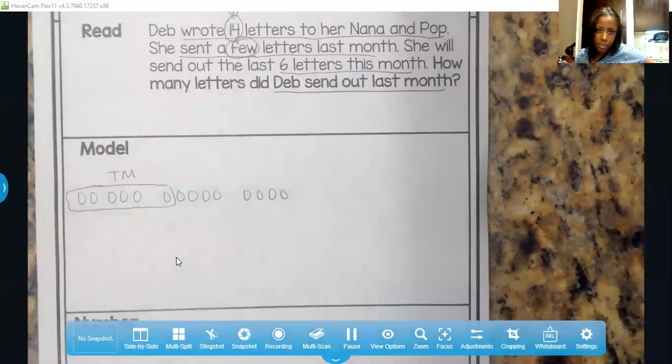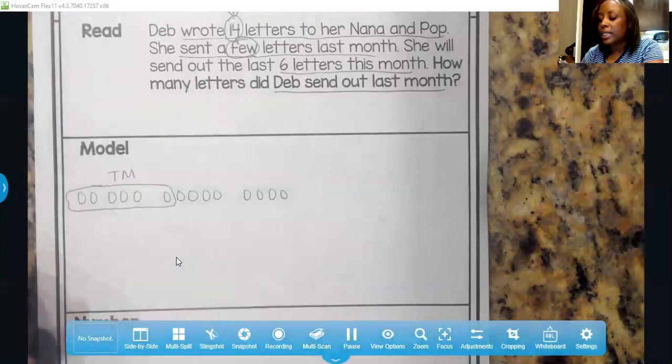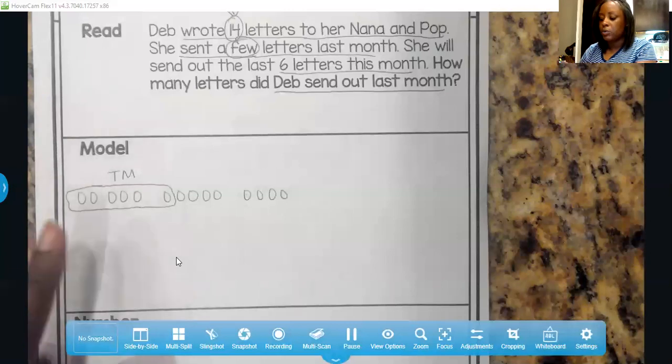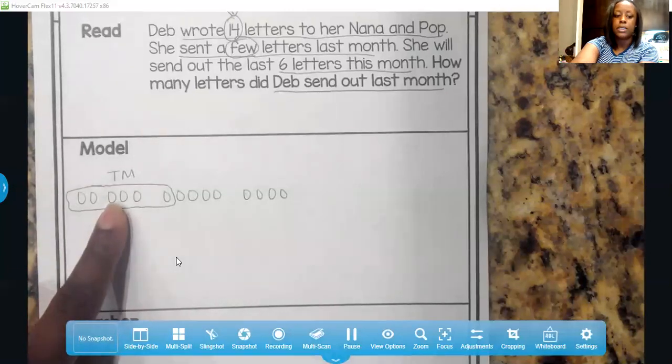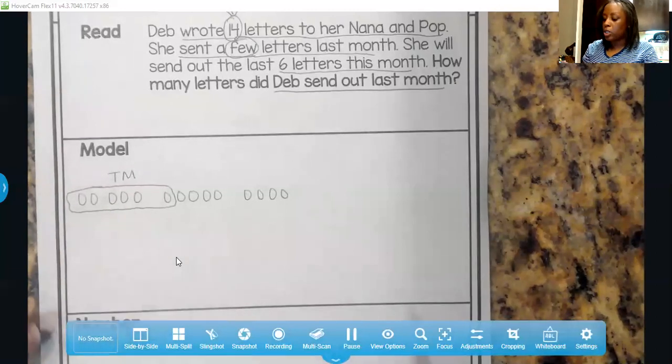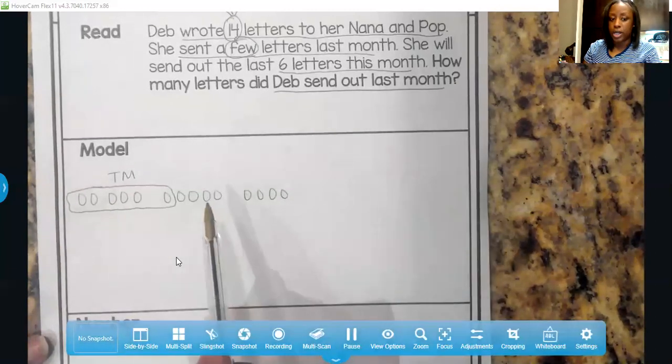So we did this problem, or I helped you through part of this problem, where Deb wrote 14 letters to her Nana and Pop, and she sent a few letters last month. We didn't know how many she sent last month. She will send out the last 6 letters this month. How many letters did Deb send out last month? So we know that she sent 6 this month. Your job was to finish up on what you were doing yesterday.